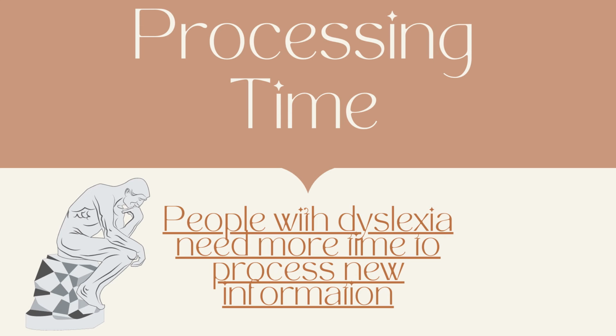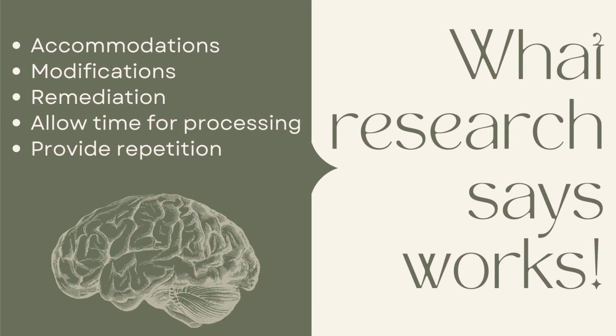A person with dyslexia needs more time to process written and sometimes spoken information. Because our culture expects an answer immediately after being asked, many students will blurt out the first thing that comes to their mind. If they are given more time to process the question, their answers are significantly better and more appropriate. What the research says works: accommodations, modifications, remediation, allowing time for processing, and to provide repetition. Individuals with dyslexia usually need a combination of these.